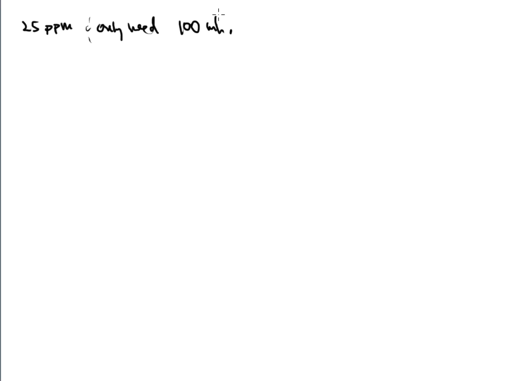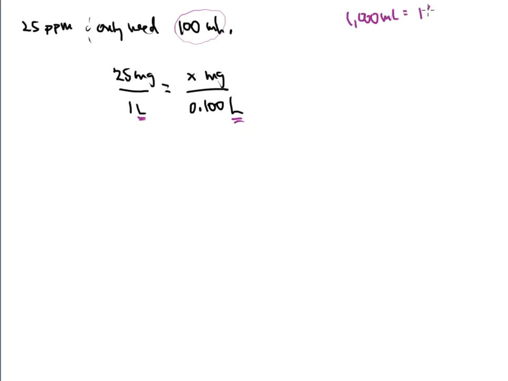How can we go through those types of calculations? Well, I can take a ratio and proportion here. 25 milligrams in every liter. How many milligrams would I need in 0.1 liter? Now, here's the catch: you have to make sure that your units are the same. That's why we took 100 milliliters and converted it to 0.1 liter. There are 1,000 milliliters in 1 liter.